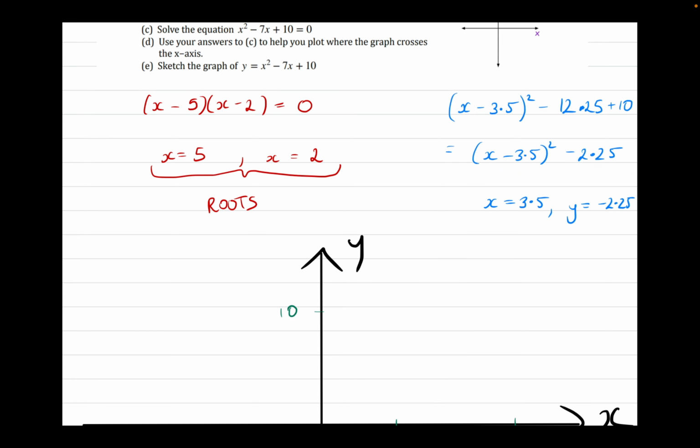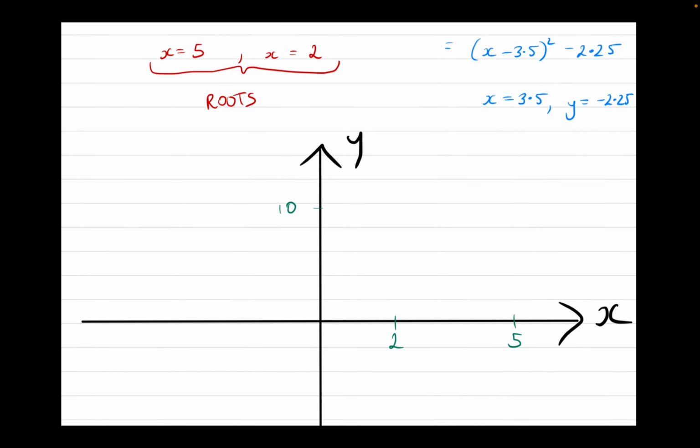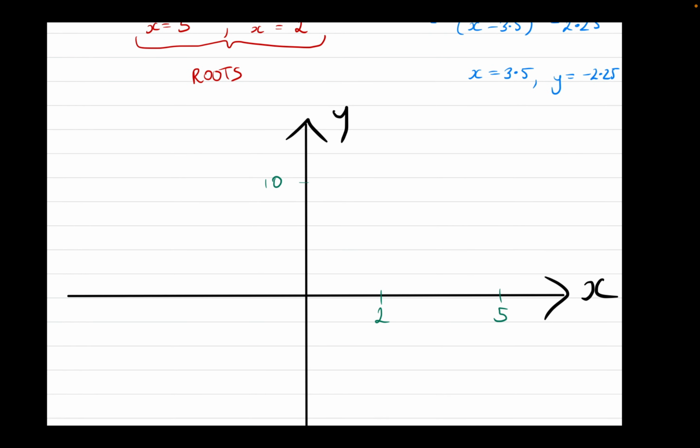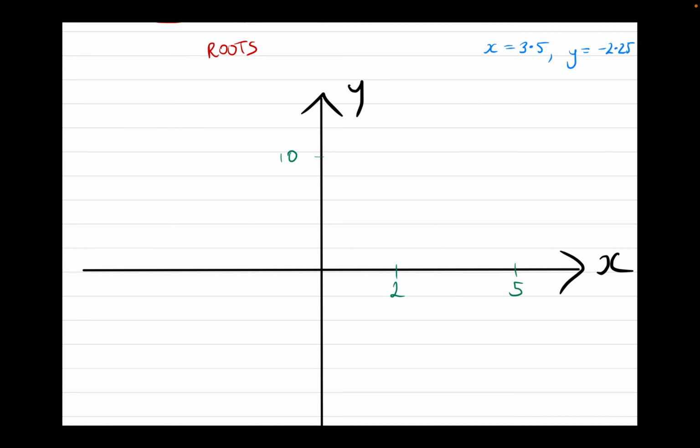So we look to find the x value of what would make this bracket equal to 0. So that would just be the positive version of this number here, 3.5. And y is whatever is left on the outside. You don't change this symbol here. So that will just be minus 2.25. So what I'm going to do now, at 3.5 and minus 2.25, so roughly there, that is going to be the minimum point. Now when I'm sketching my graph now, it's got to go through all of those points there.